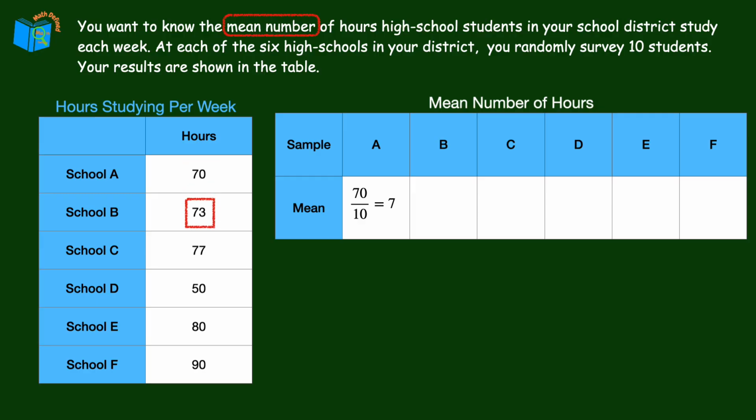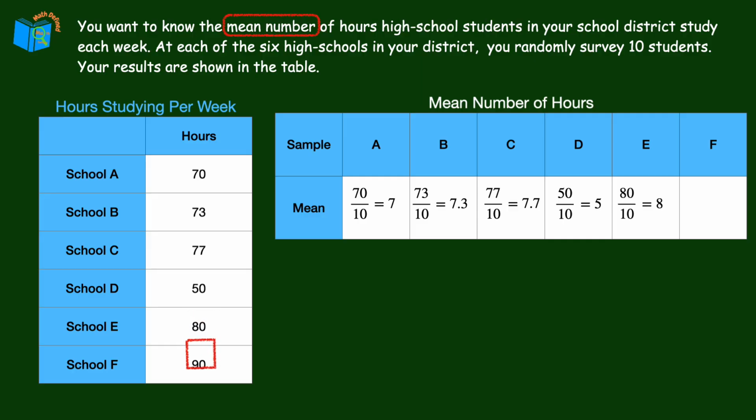For school B, we'll divide 73 by 10. School C is 77 divided by 10. School D will be 50 divided by 10. School E will be 80 divided by 10.